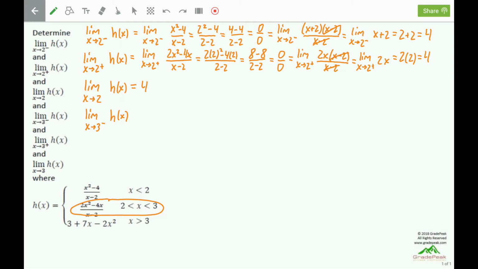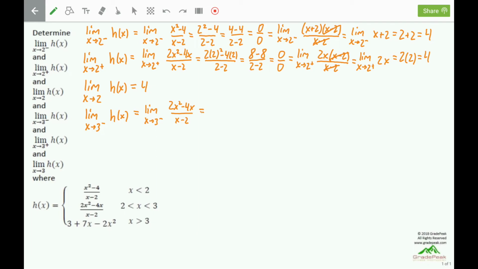We don't want to be less than 2. That's too far away from 3. We want to stay near 3. So between 2 and 3. And therefore we can replace our h of x with that expression: 2x squared minus 4x over x minus 2.